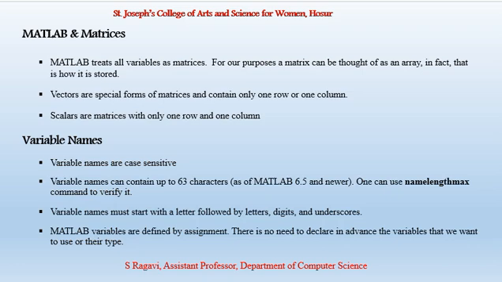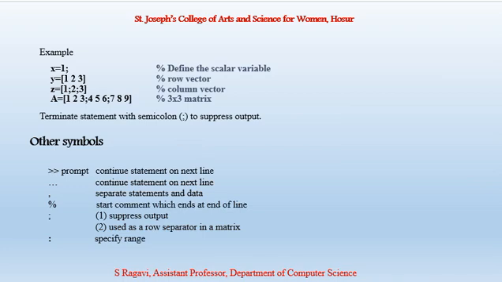Next, the variable names. Variable names in MATLAB are case sensitive. The variable names can contain up to 63 characters. The variable names must start with a letter followed by letters, digits, and underscores. MATLAB variables are defined by assignment. There is no need to declare in advance the variables that we want to use in our program. These are some examples of variable declarations. Every statement may end with a semicolon in order to suppress the output.